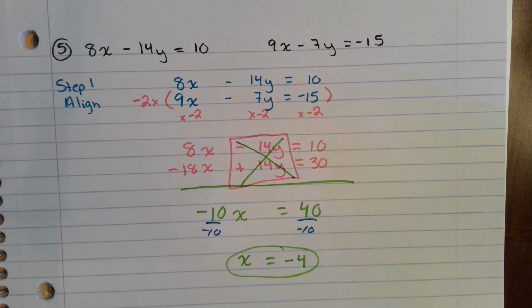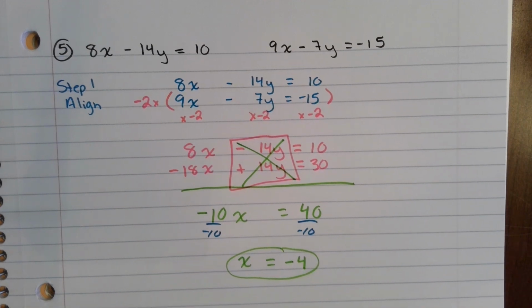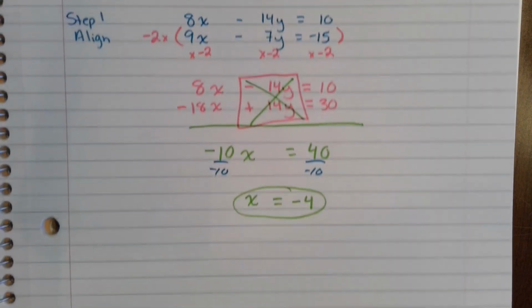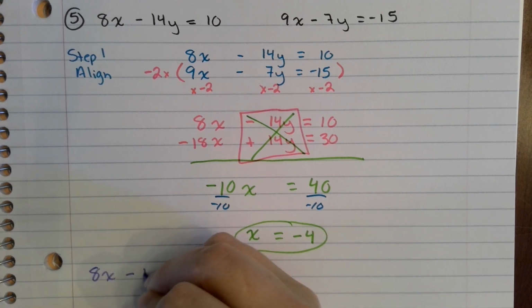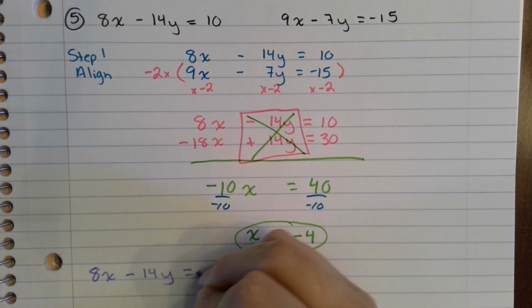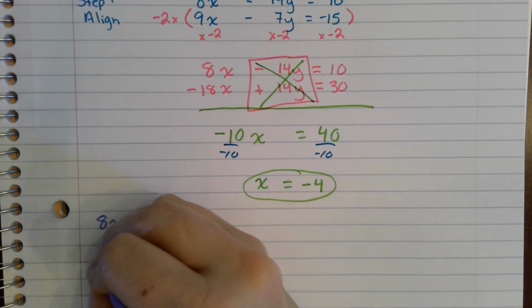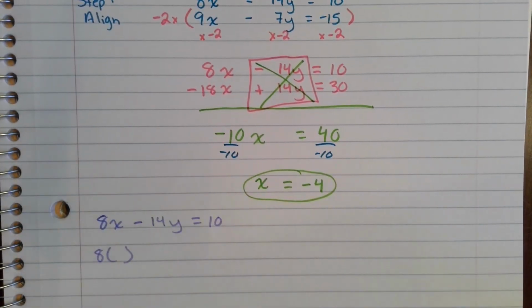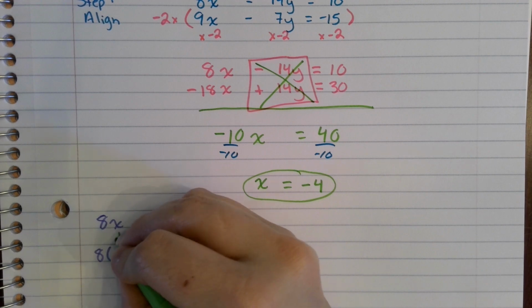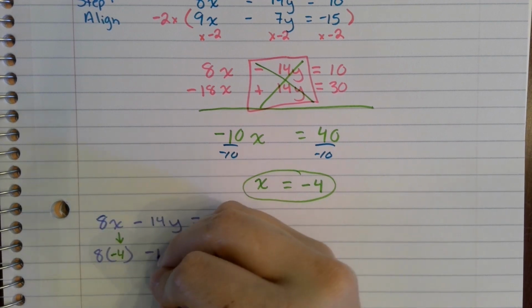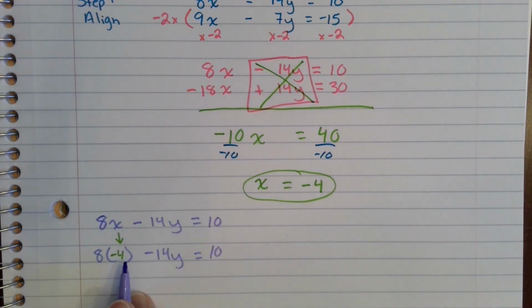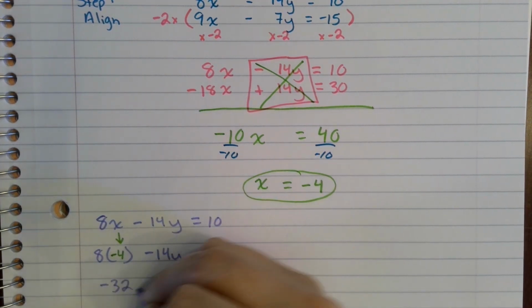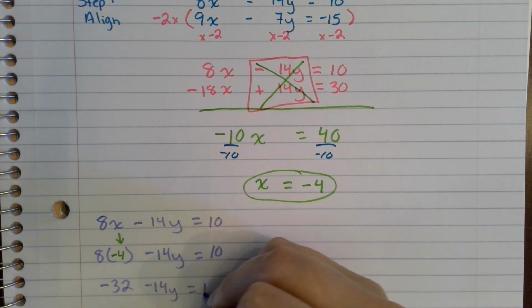Okay, from there, I just pick one of the original equations to substitute it into. So the original equation that I'm going to substitute it into is my first one. So I've got 8x minus 14y is equal to 10. So instead of 8 times x, it's going to become 8 times negative 4 minus 14y is equal to 10. 8 times negative 4 becomes a negative 32 minus 14y equaling 10.